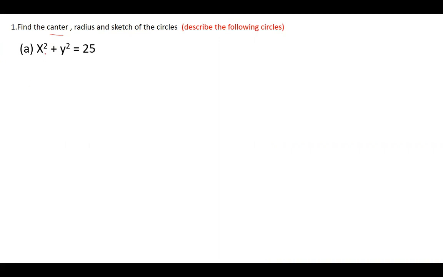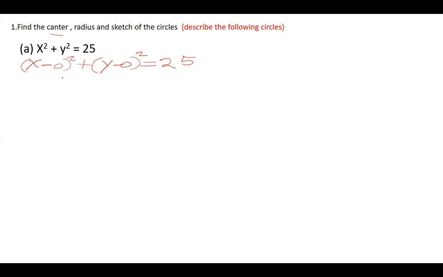In this case, if you've been given such a geometry to describe, you first have to look at your center. So what is our center? This equation can be written as x minus 0 in brackets, squared, plus y minus 0 in brackets, squared is equal to 25. And then from there, we can now see that our center is 0, 0.